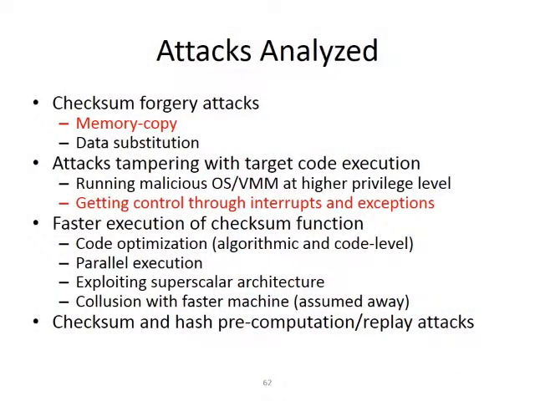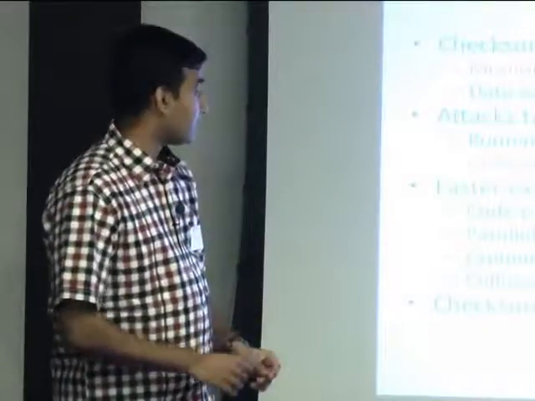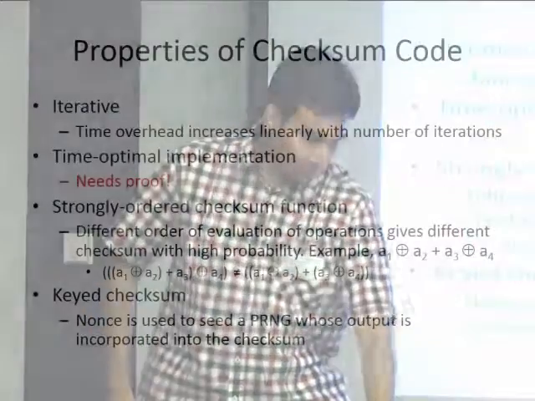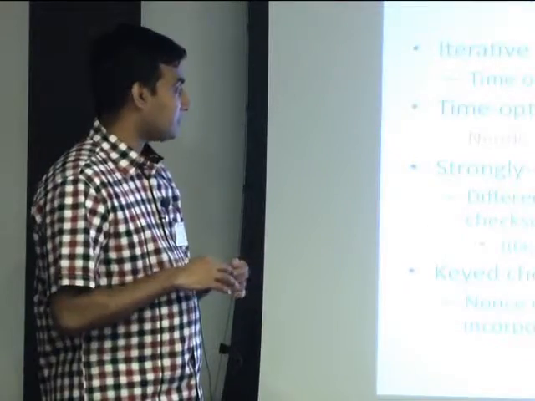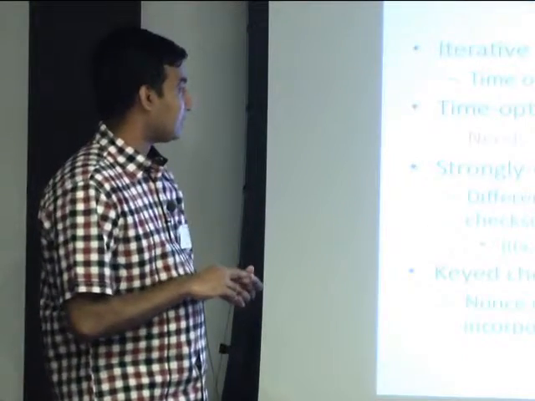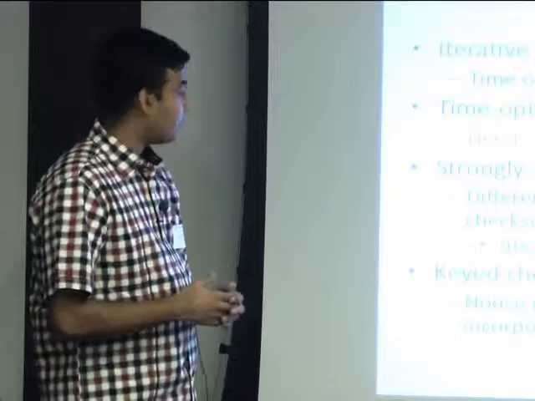So for the purposes of this talk, I'm going to focus just on 2 of these attacks in the interest of time. So I'll start with what's called the memory copy attack. Before that, I need a few properties of this checksum function to be able to logically argue why the attacks increase the time of computation.